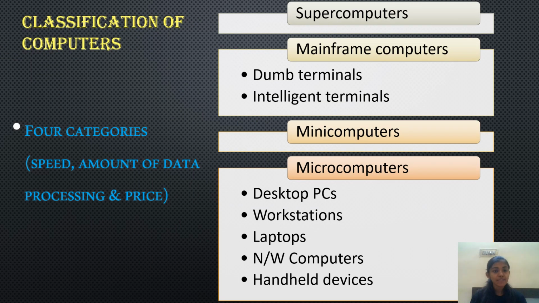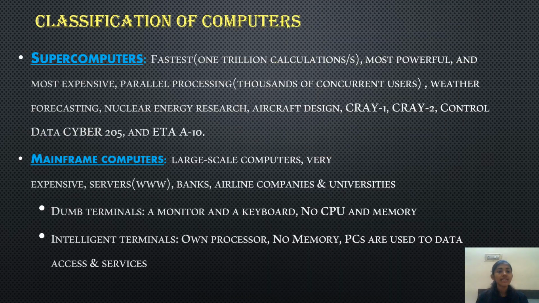Now come to classification of computers. Computers are categorized into four categories on the basis of speed, amount of data processing, and price. So it is supercomputers, mainframe computers, which consist of dumb terminals and intelligent terminals, mini computers, and microcomputers, which consist of desktop PCs, workstations, laptops, NW computers, handheld devices. Let's discuss the categories of computers in detail.